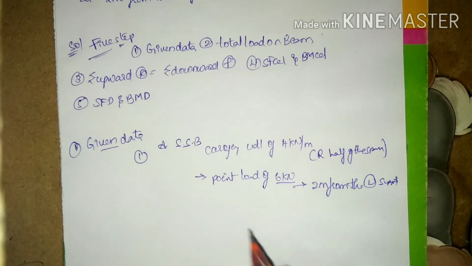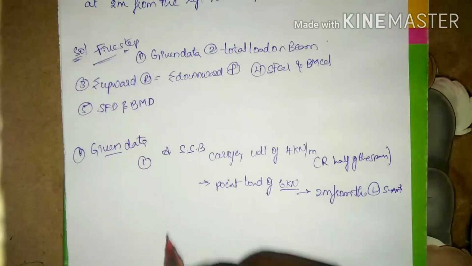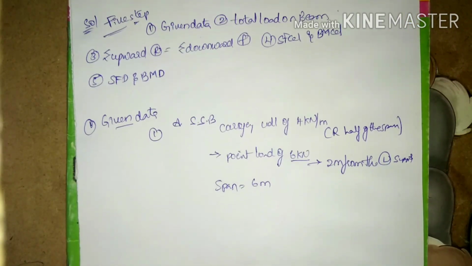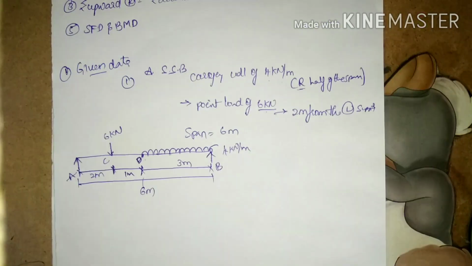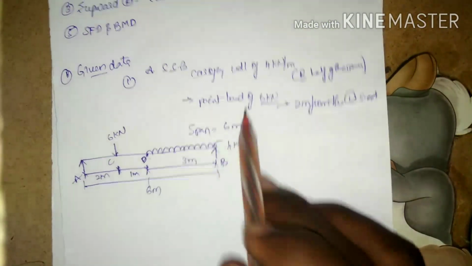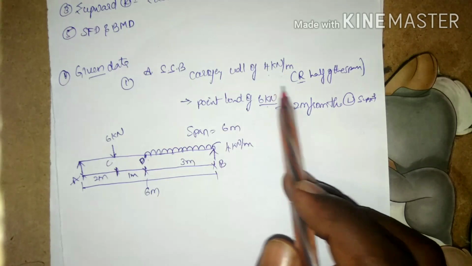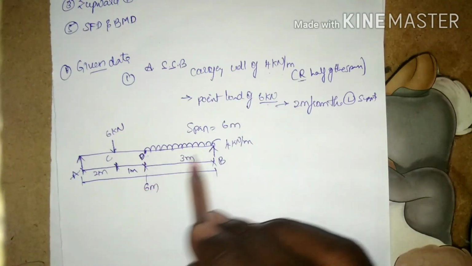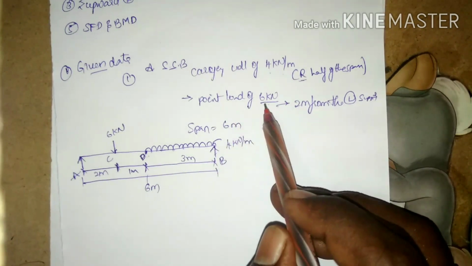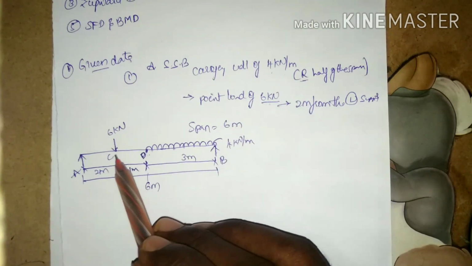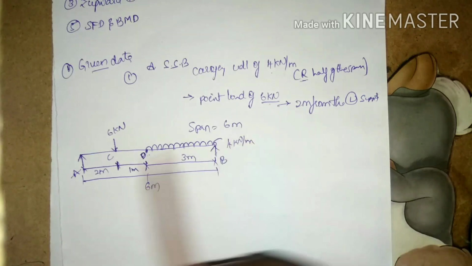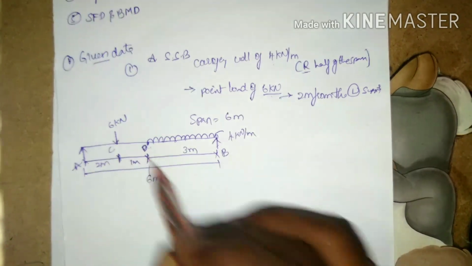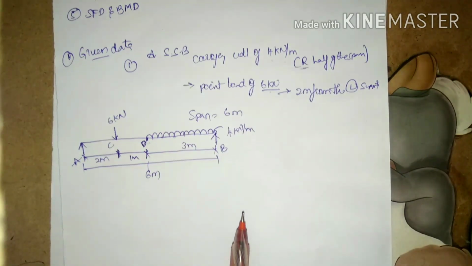For this given data, we can also draw the diagram. The span is given as 6 meters. We have drawn the diagram: the UDL is acting for the right half of the span, that is from D to B, and a point load of 6 kilonewtons is acting 2 meters from the left support, that is going to be here itself. Let us mark the points here as C, D, B and A.